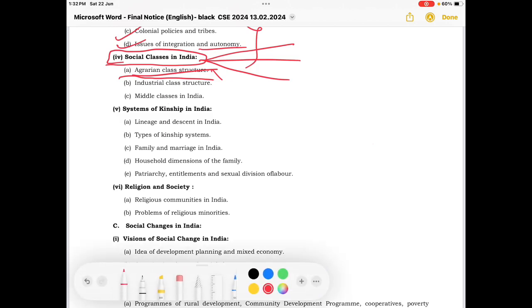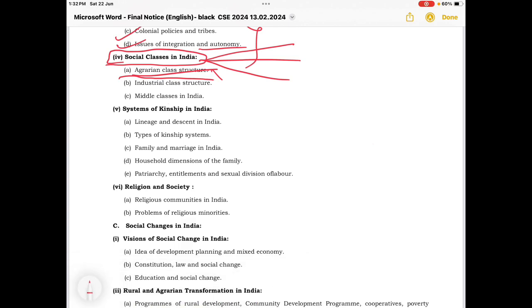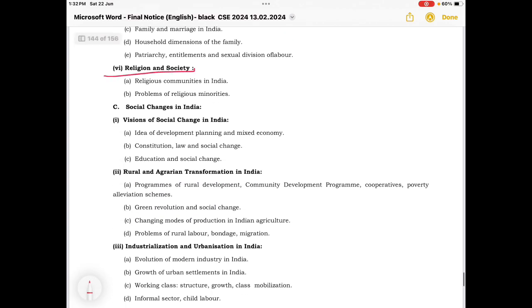So let's come to the next topic, which is religion and society. In paper one we have discussed religion, and we will read in detail when we discuss it as a separate topic. There we will see definitions, Western philosophy and Western thinkers, and how religion has evolved in different parts of the world.